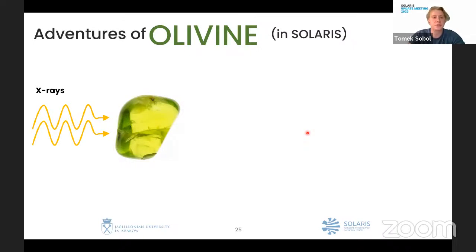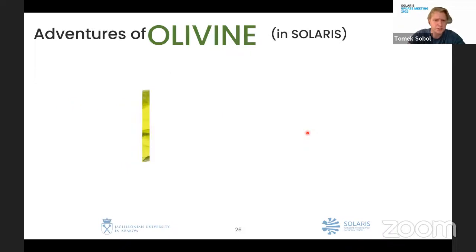Because what we missed at the beginning is that we did not prepare our sample well. So what we have to do is start the preparation of the sample. And of course, different samples need different preparation processes. But in our case, the olivine will be just cut, and we have just some slices of the olivine.